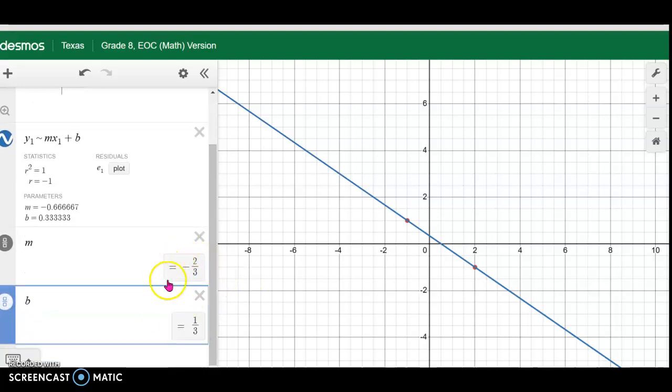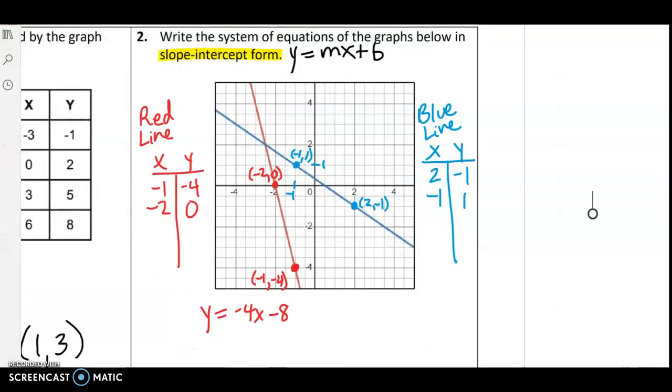So my slope is -2/3 and my y-intercept is 1/3. So that equation for the blue line was y equals -2/3 x, and the y-intercept was +1/3. And there is our system of equations in slope-intercept form.